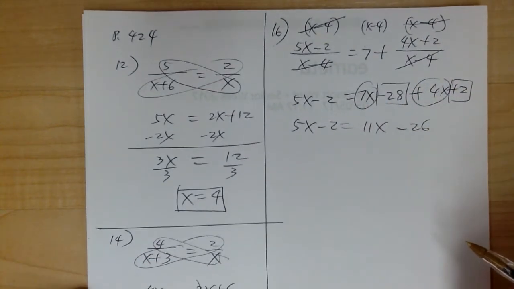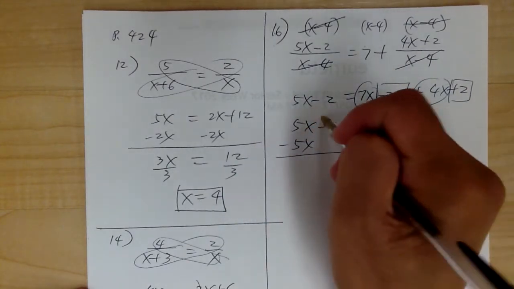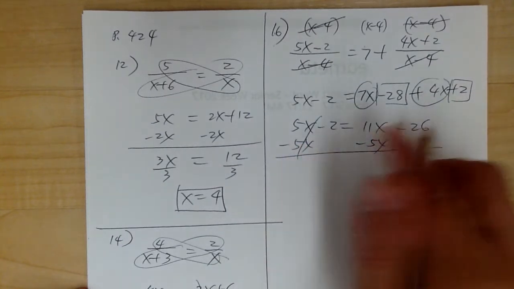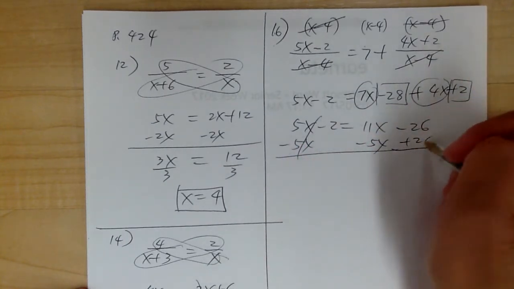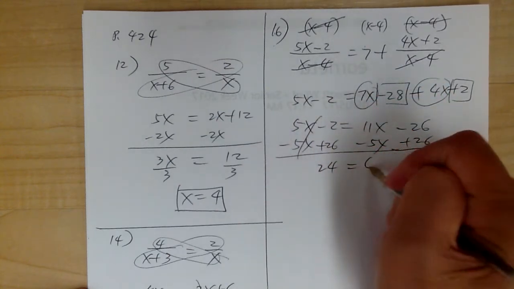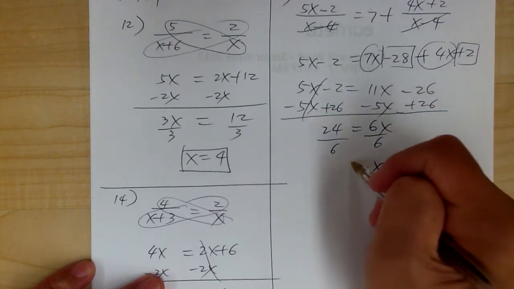I'm going to subtract 5x on each side, so this cancels out. Since I moved the variable to this side, I'm going to move the number to this side, so plus 26 on both sides. I get 24 equal to 6x. Divide by 6, divide by 6, so x equal to 4.